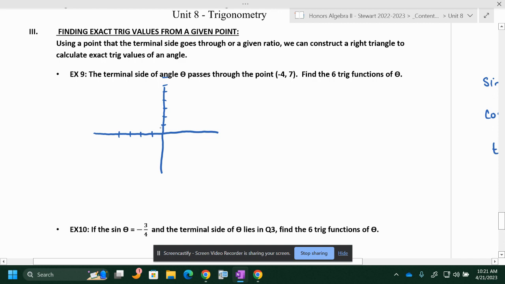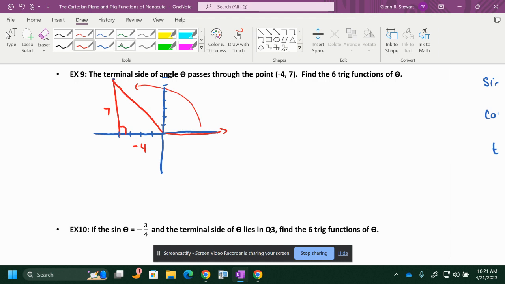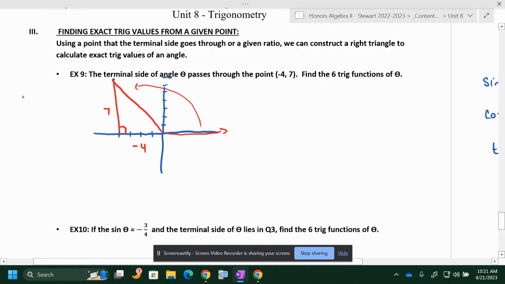I'm going to draw a triangle that goes through that point, because if I had my angle, let me do this in red. My terminal side moves. Terminal side is going to go to here, pass through that point. So I can actually create a triangle based on that, a 90-degree triangle, which just is -4 and 7. In order to find my hypotenuse, I'll need to use the Pythagorean theorem. So 7 squared plus -4 squared equals c squared.